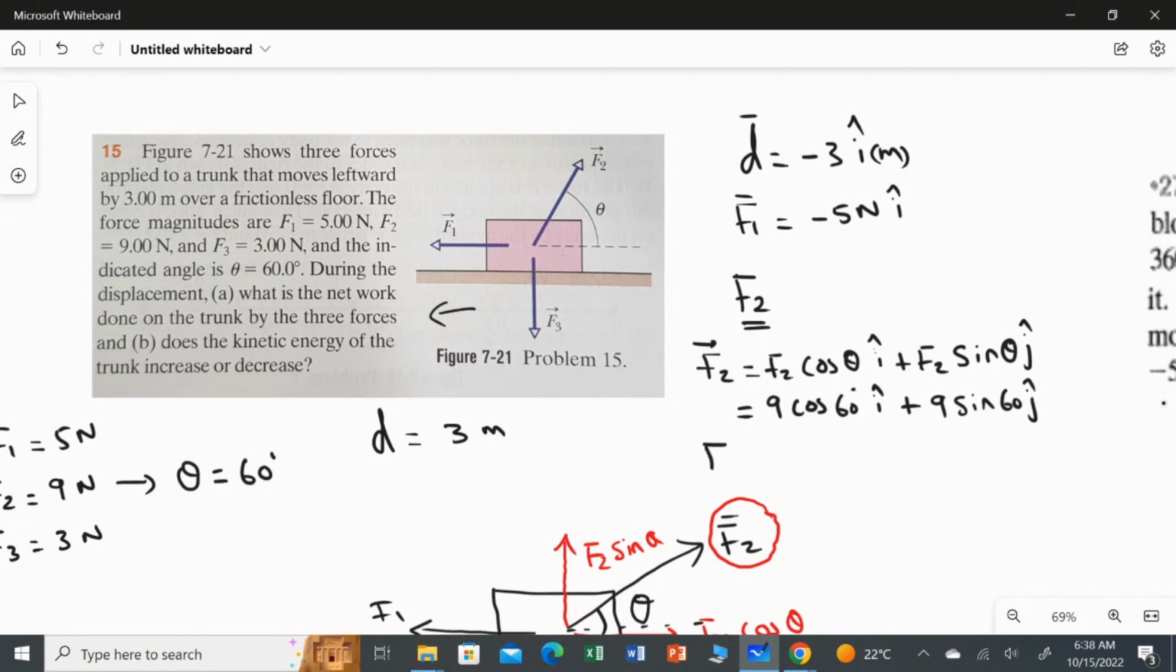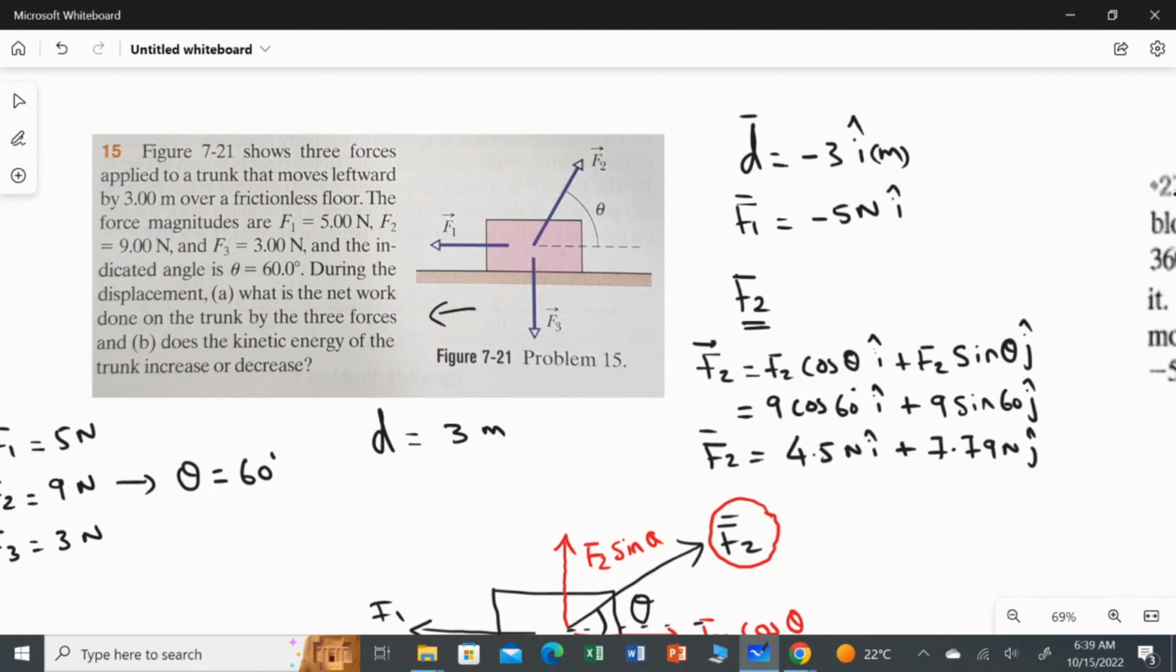So better I can substitute the values. Let's see the final equation. 9 cosine of 60 degrees gives the value of 4.5 Newton i cap, plus 9 sine of 60 degrees gives the value of 7.79 Newton j cap.